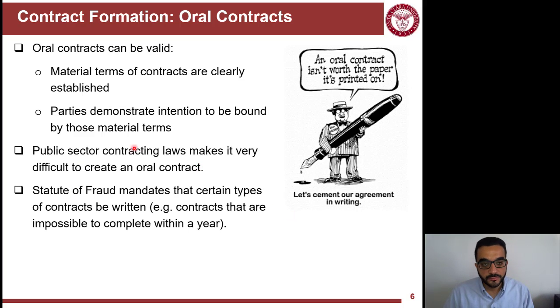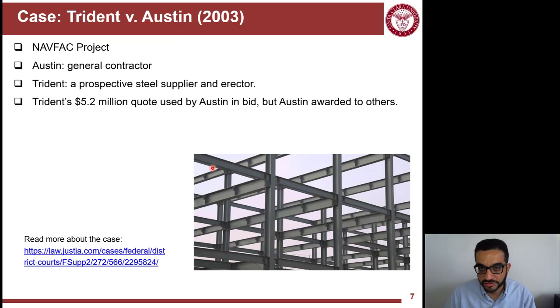For public sector contracting, the laws that govern that make it very difficult to commit the government to oral contracts. So whichever officer in the county or the city is permitted to make contracts, they're limited by oral contracts. They have to make it in writing. And also another thing is the statute of frauds mandates that certain types of contracts need to be written. Especially contracts that extend beyond a year, because extending beyond a year is an indication of size and complexity that cannot be communicated sufficiently in an oral fashion.